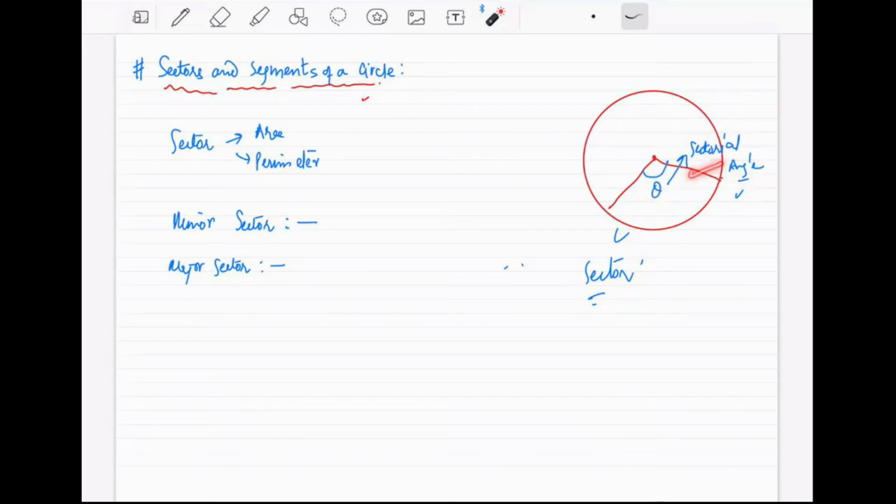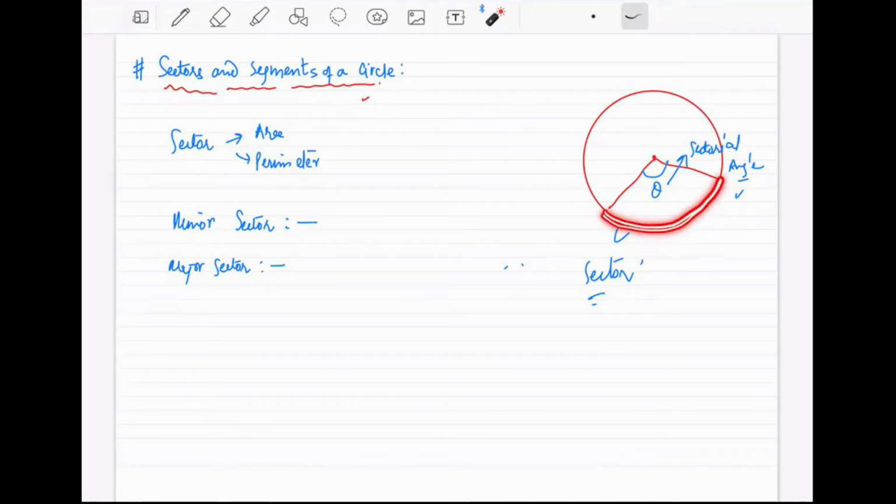So sectorial angle and radius you have to understand in order to come to the area and the perimeter of a sector. While doing the sector, let me mention something also.